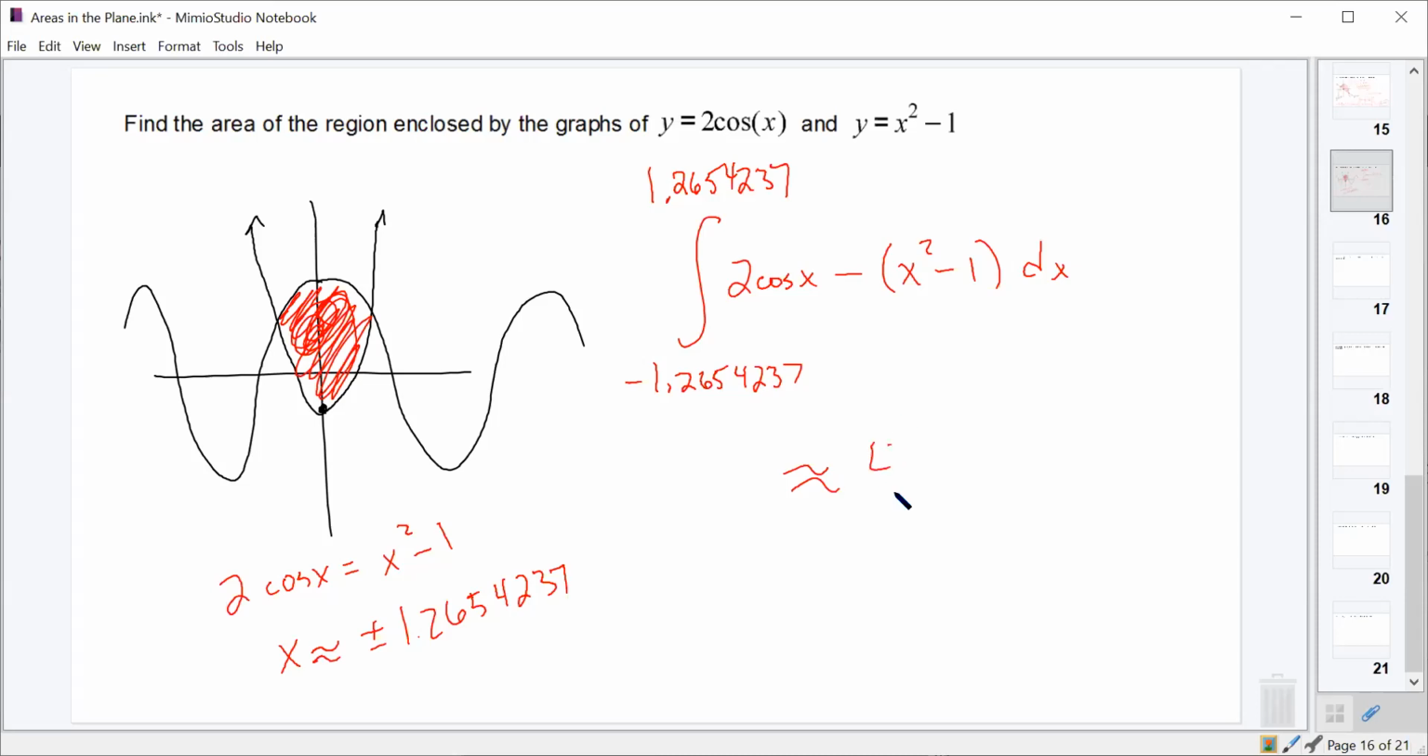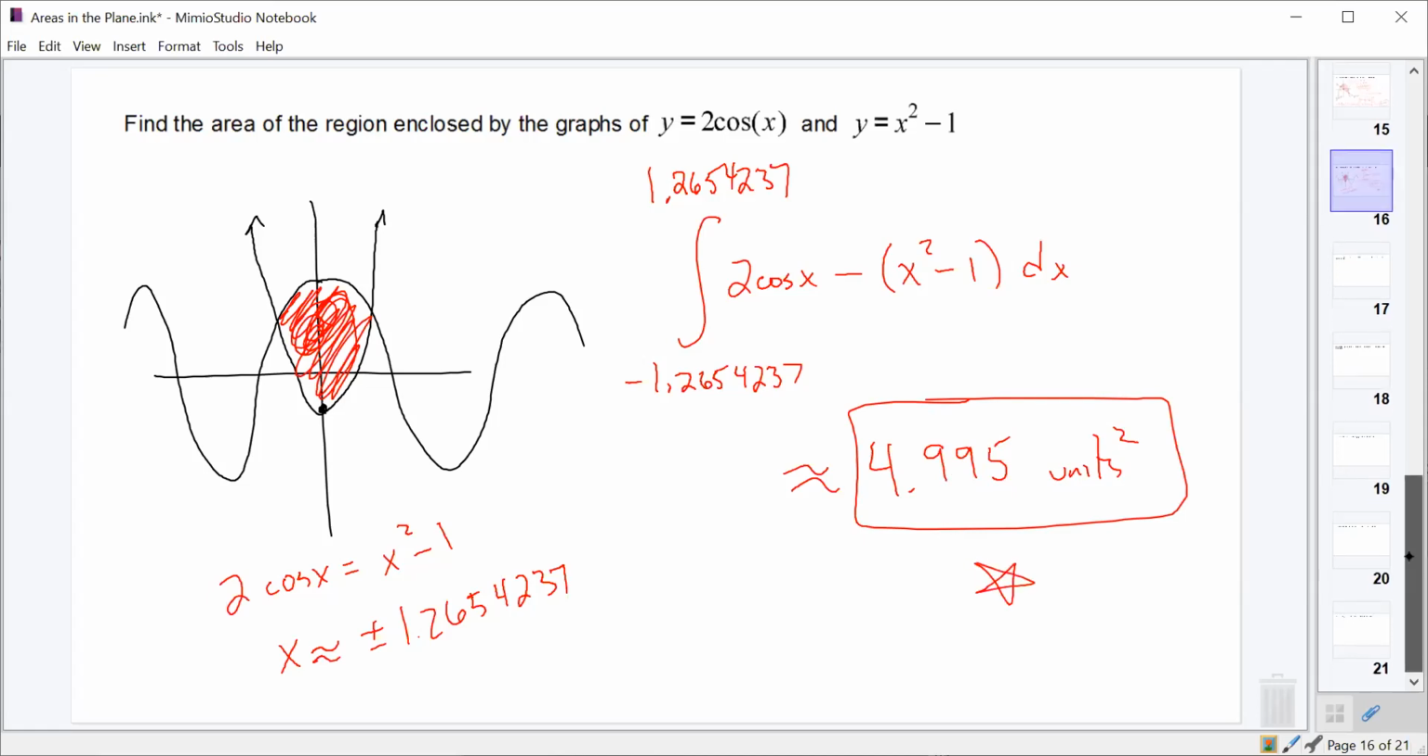4.9949. And I'll just round it to 4.995 because this is the test, and we'll say that 3 decimals is what they want. Or better, 4.9949 would have been fine too. Any questions or issues with that problem? No. Cool. All right.